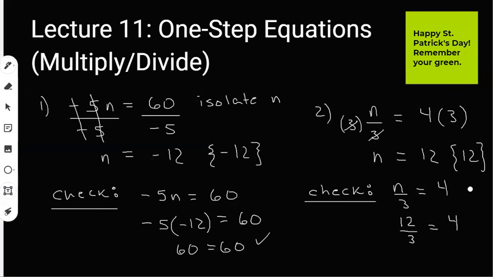Okay, so all I did was replace the n with the 12. I didn't change anything else about the equation. The 3 is still in the denominator, and the 4 is still on the other side. The only thing we have left to do is 12 divided by 3, which is 4. So I get 4 equals 4. Is that a true statement? Yes, it is. So I know that 12 is our solution for that problem.